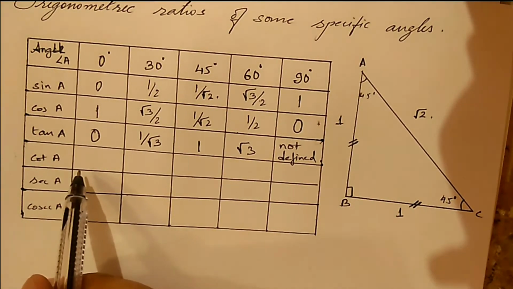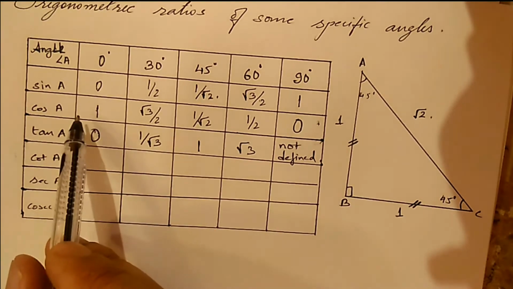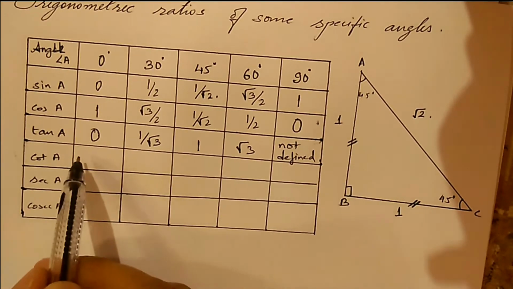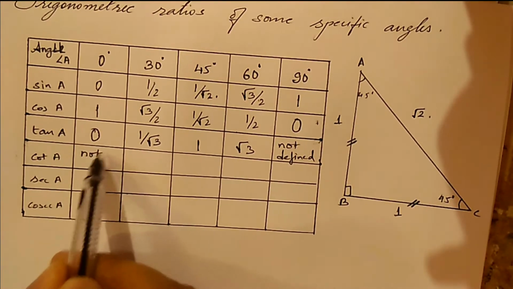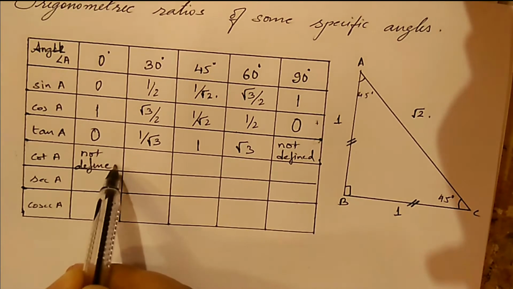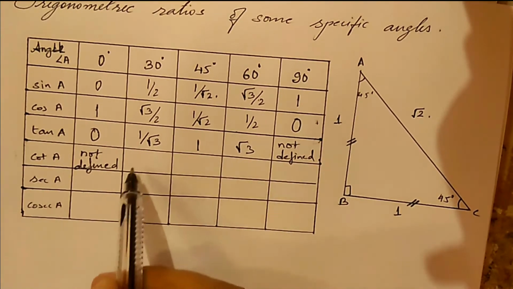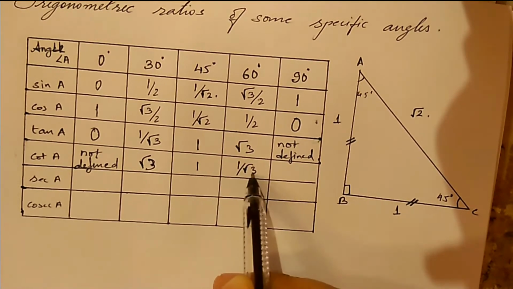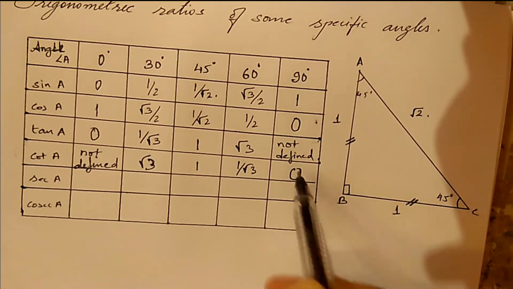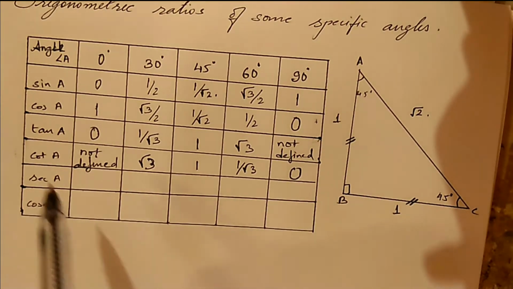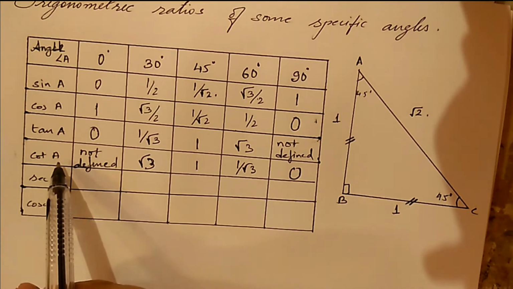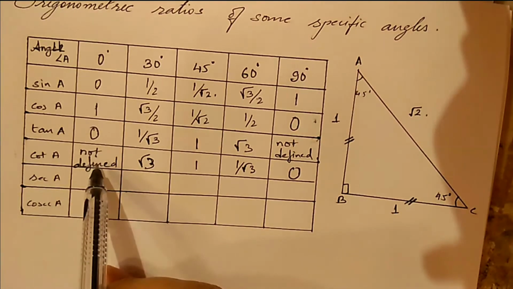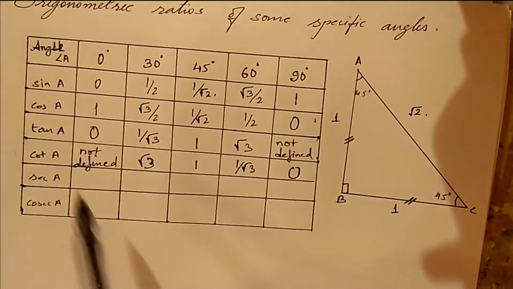Now what about the values of cot? We do the same thing that we did for cos. That means write down all the values of tan in the reverse order. So first thing we can write here, not defined. Then we can write root 3, then 1, then 1 by root 3, and finally we write 0. Now let us verify. Now we know that cot A will be cos A divided by sin A. That means 1 divided by 0 will be undefined or not defined. So we got this value.